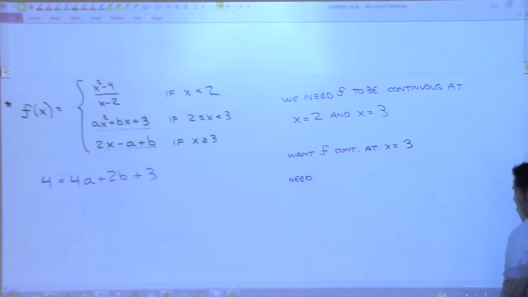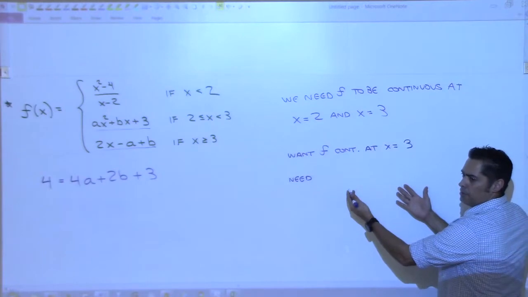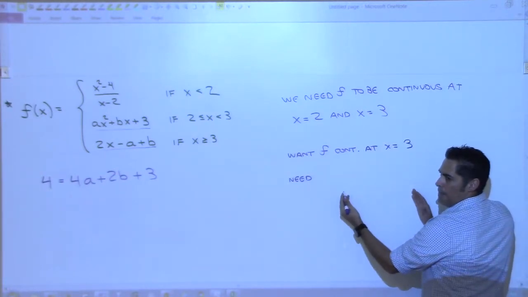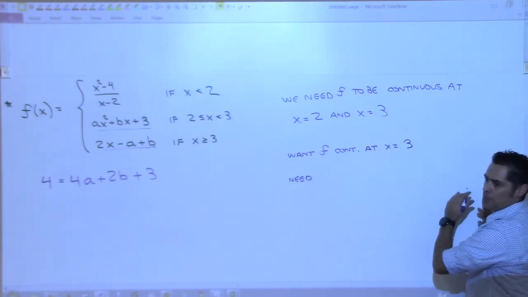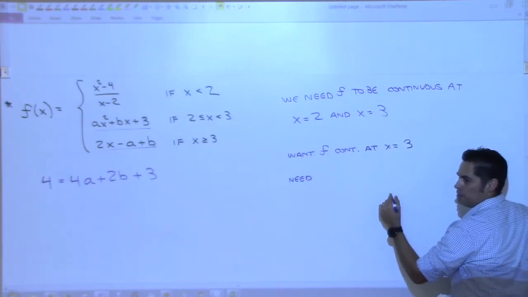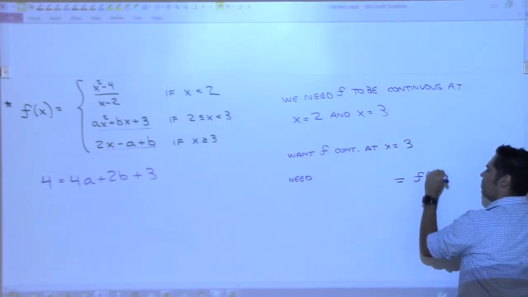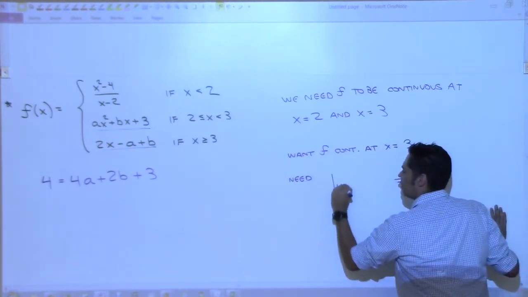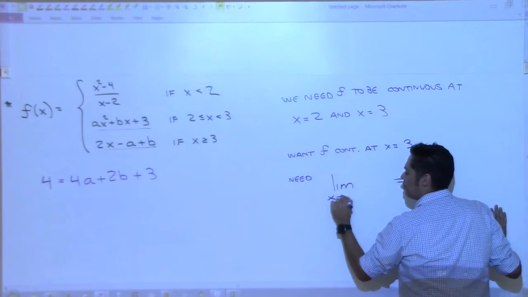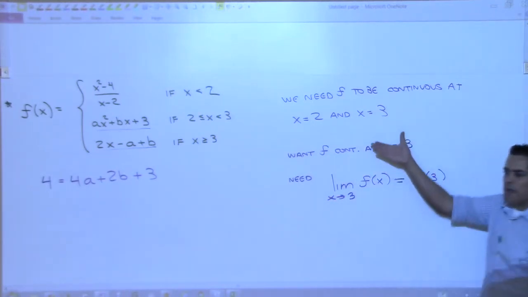There you are. If I want to be continuous at 3, then that means I need what to be true? So what's the definition of continuous at 3? Whatever to the right equals f of 3. Okay, so the limits from the right, the limit as x approaches 3 of the function. Right, this is what it would mean to be continuous at 3.